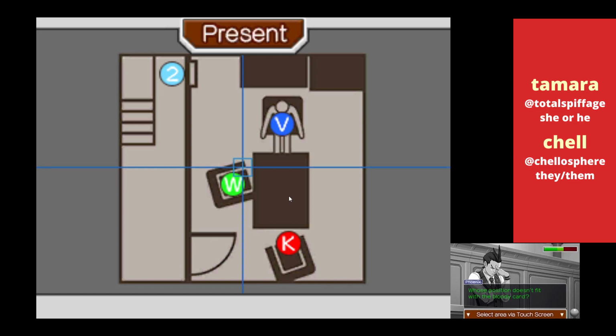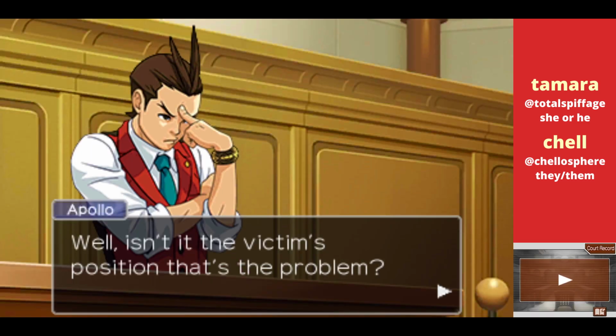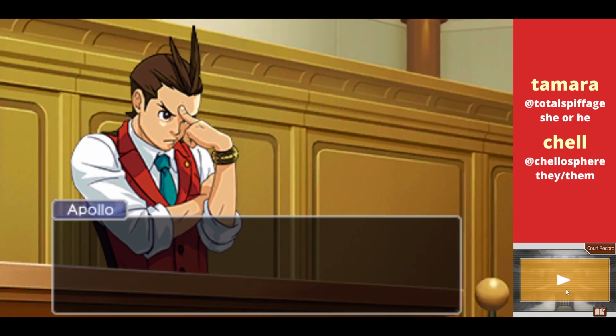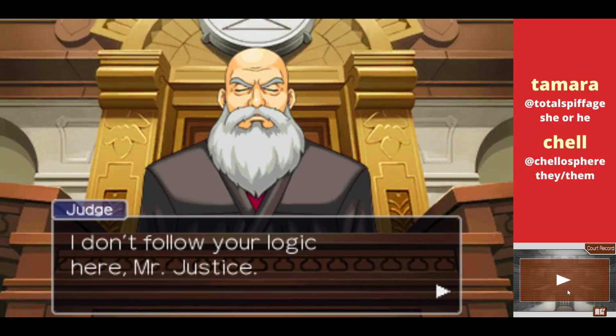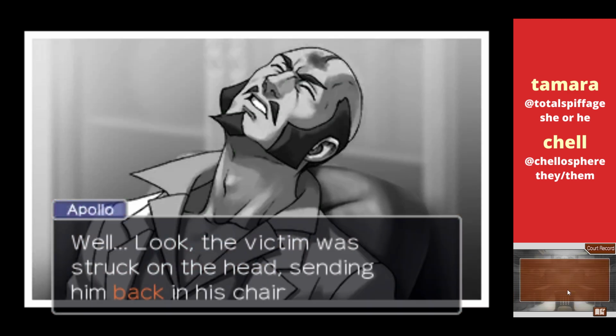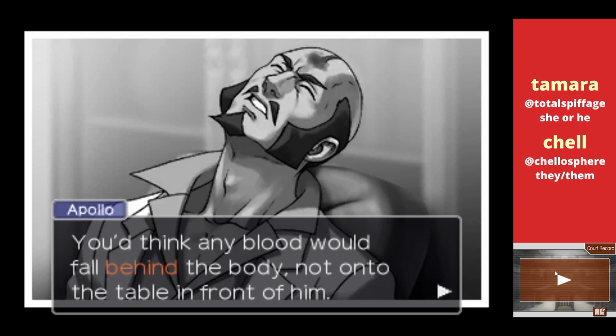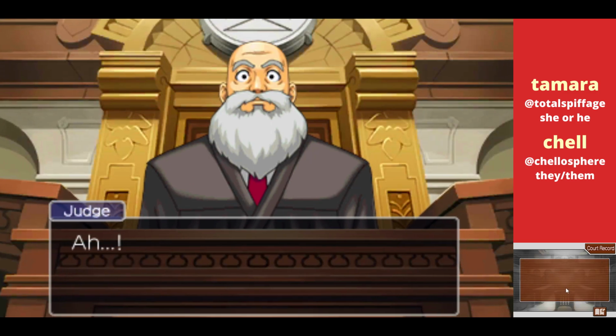The blood would have run down the back of the head of the victim. Mm-hmm. So I'm going to say that the victim's position doesn't work. Take that. Well, isn't it the victim's position that's the problem? I don't follow your logic here, Mr. Justice. Well, look, the victim was struck on the head, sending him back in his chair. You'd think any blood would fall behind the body, not onto the table in front of him. Ah!